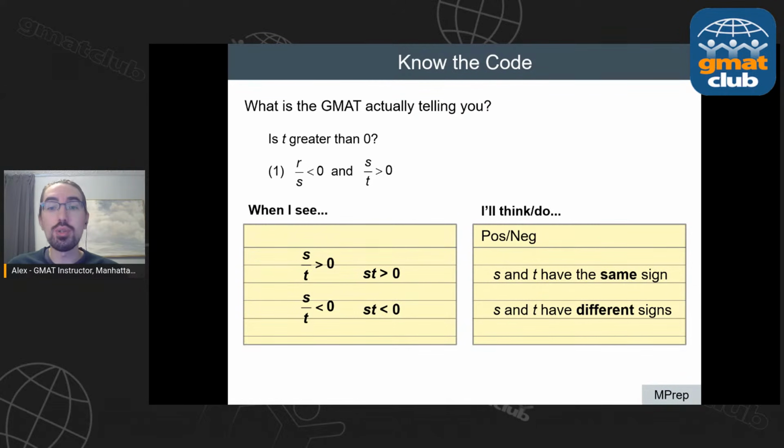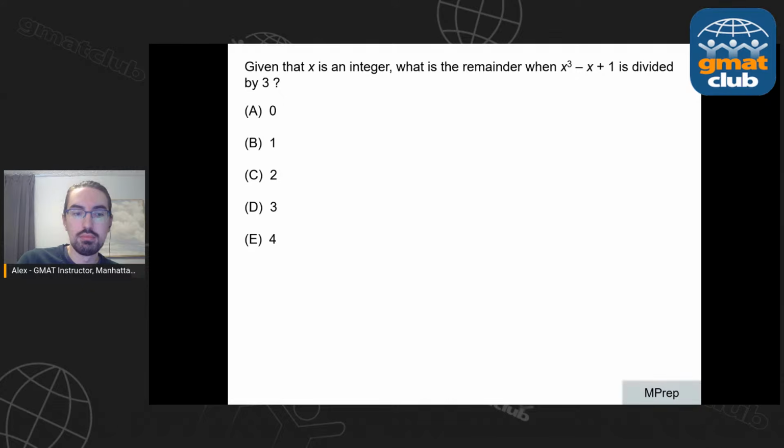So let's jump into a real, GMAT-styled question. Take a look. I'll give you a minute and change to solve this one. Go. When you get your answer, put it in the chat.